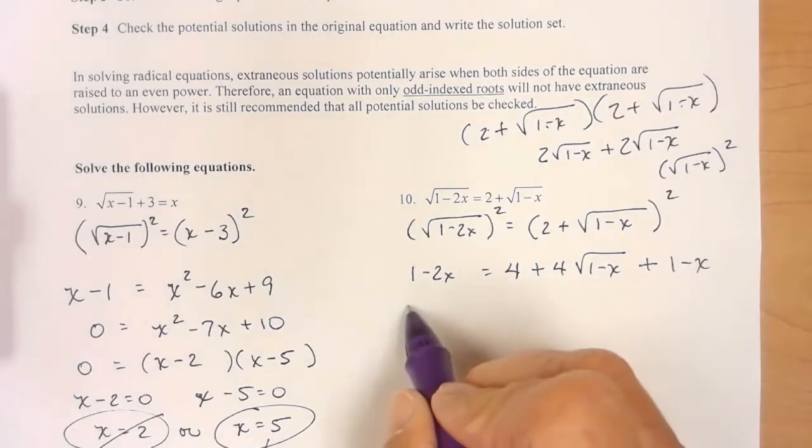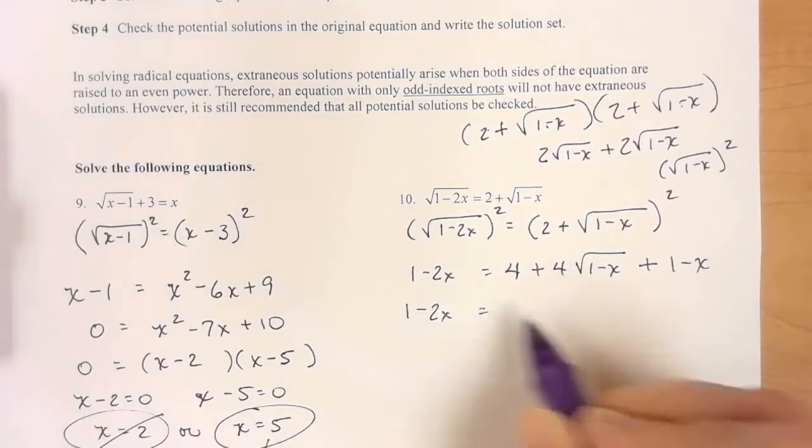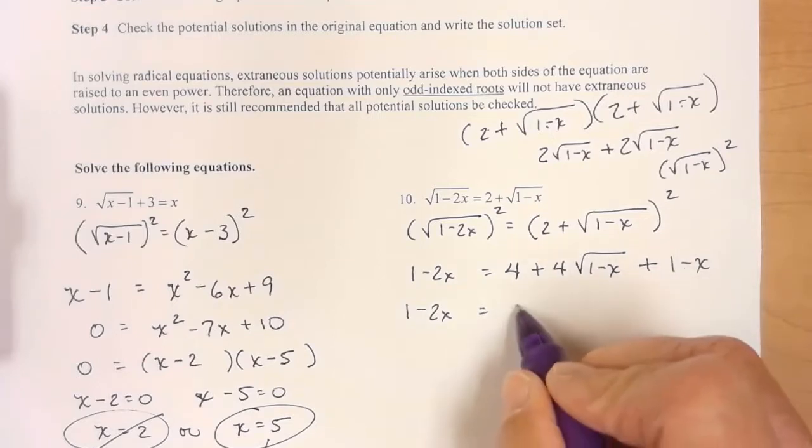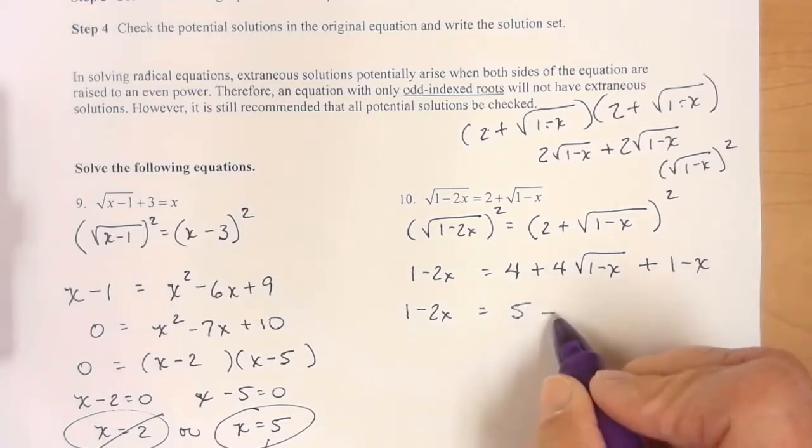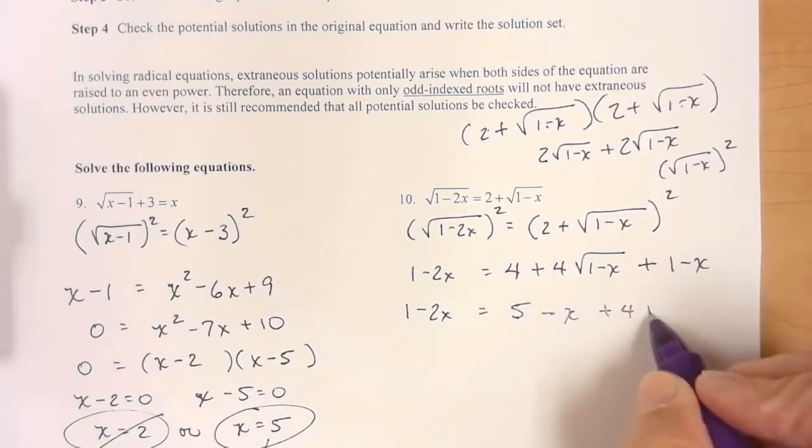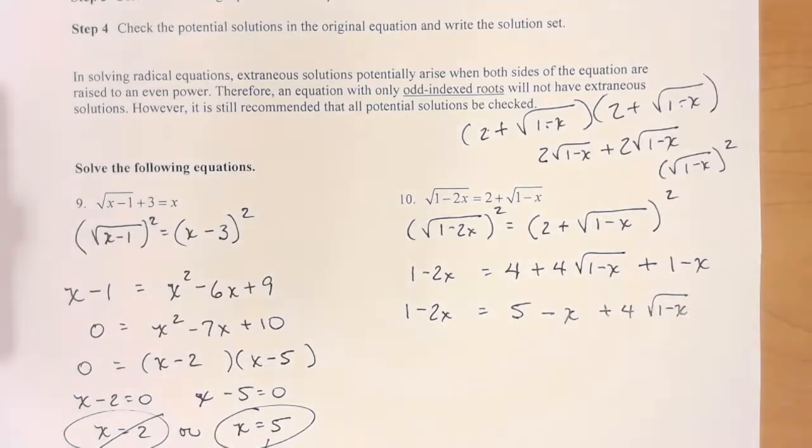So I need to simplify to see what I've got right now. I see a 4 and a 1. That'll give me a 5. A minus x plus 4 square root of 1 minus x. Okay.